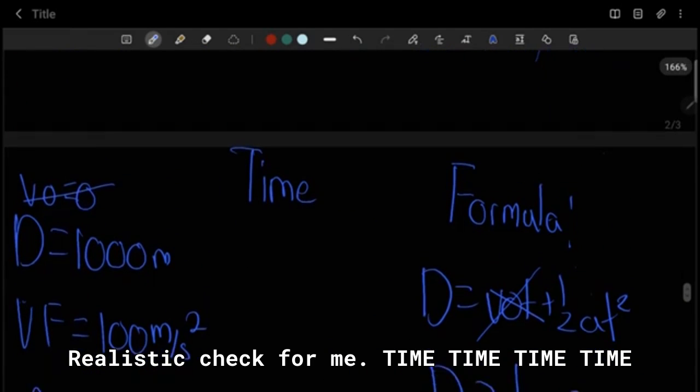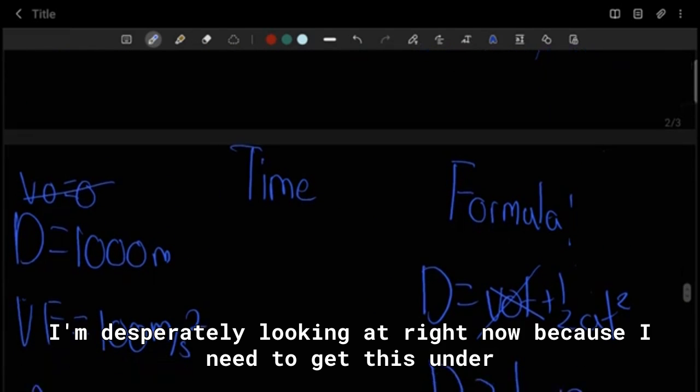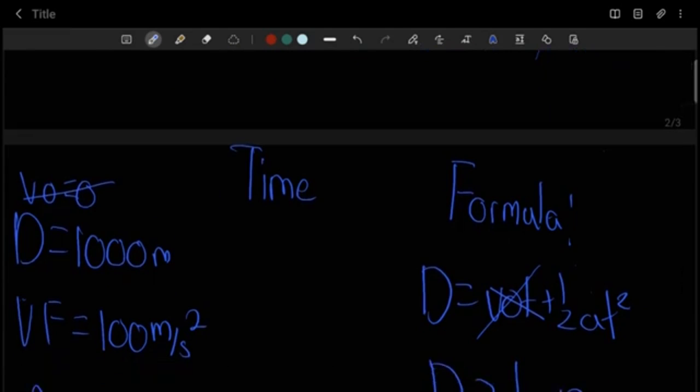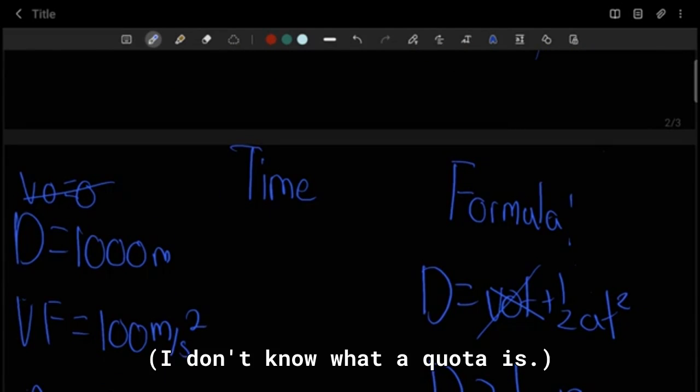Time. Something I'm desperately looking at right now because I need to get this under the quota that I have. I don't know what a quota is.